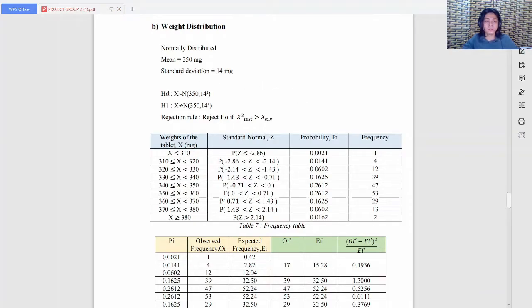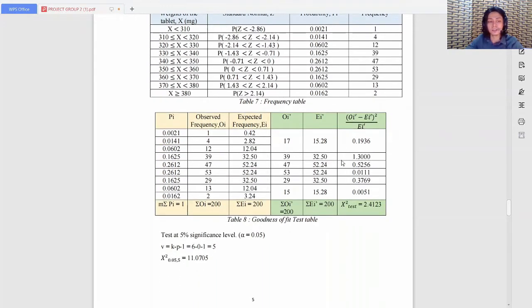We set the null hypothesis, H0, as the weight distribution follows the normal distribution, and the alternative hypothesis, H1, as the weight distribution does not follow the normal distribution. We reject H0 if chi-square is greater than the critical value. First, we need to collect the data by creating a frequency table with suitable ranges and values as shown in Table 7. Next, from Table 8, the expected frequency is obtained by multiplying the probability with the total of frequency.